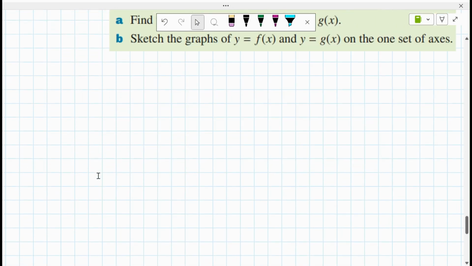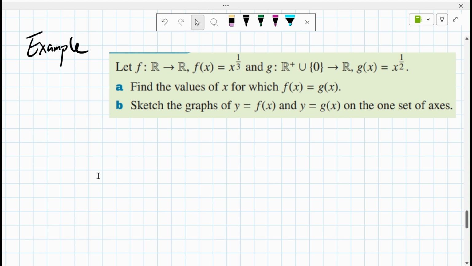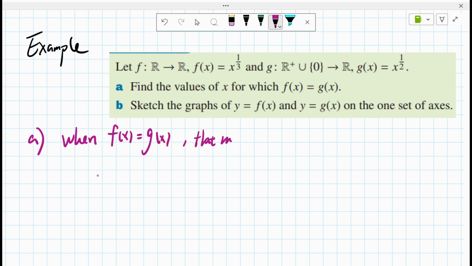Perfect. Let's start with examples. I want to graph those two first. Find the value of x where f(x) equals g(x). That means your intersection point. When f(x) equals g(x), that means x to the power of 1/3 equals x to the power of 1/2. Perfect. And then how do we calculate it? Very simple. I'll show you.